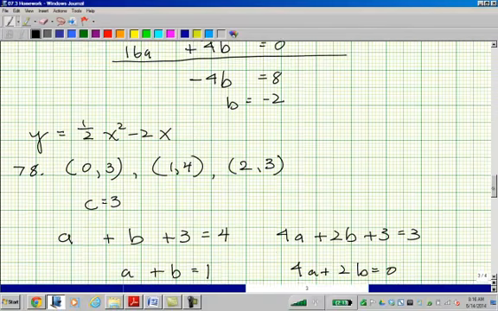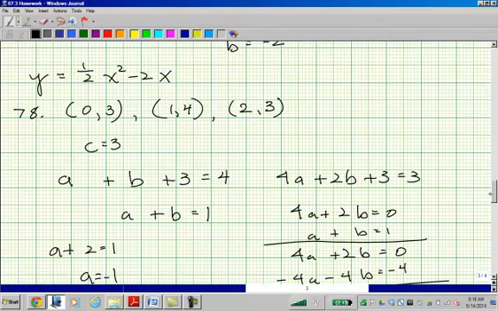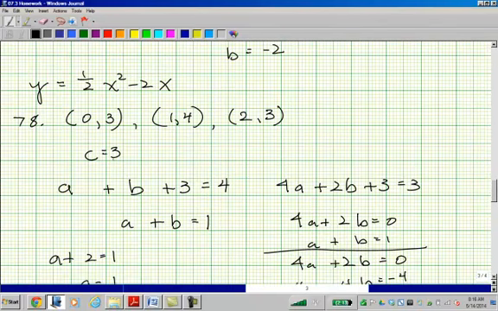Problem 78 is more of the same. Make the three equations. Again, we have 0 for x, so c equals 3. So that's done. Then a plus b plus 3 equals 4, so a plus b equals 1.